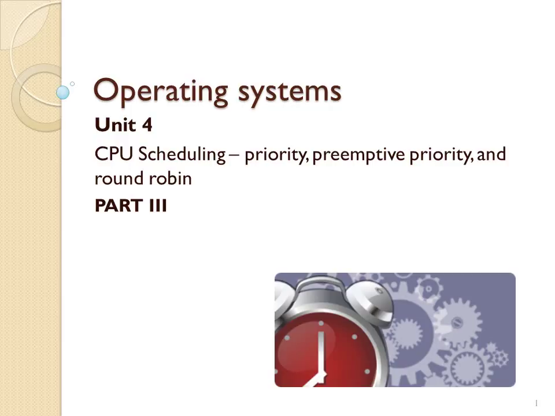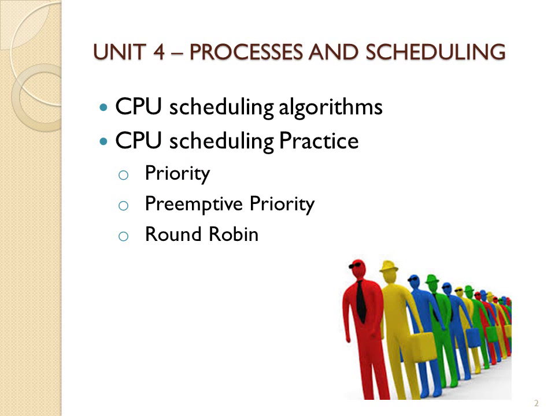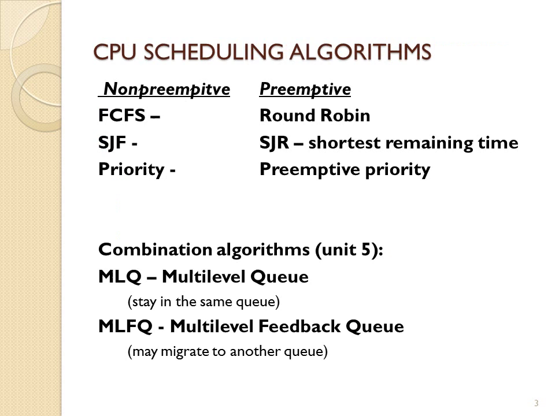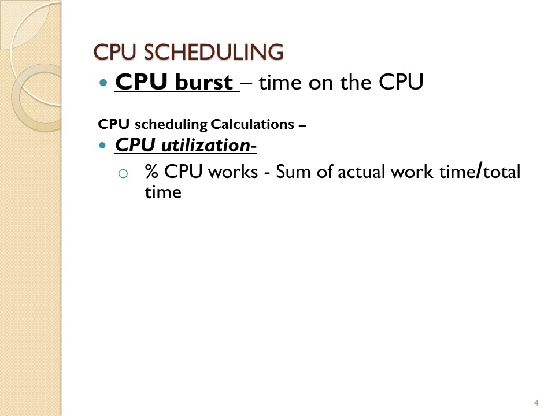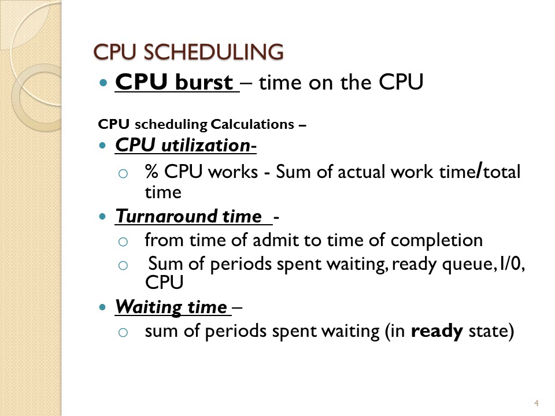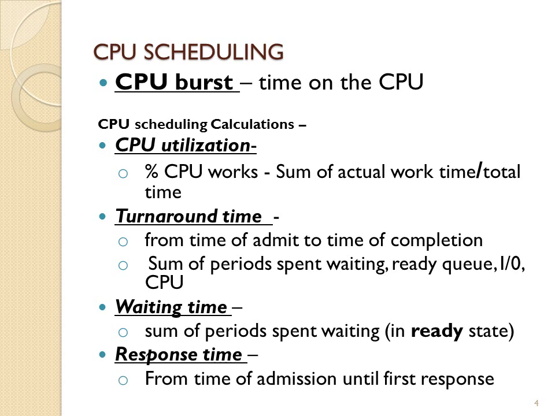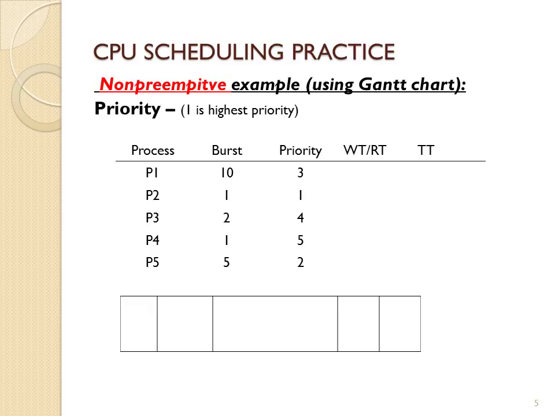Welcome to Unit 4, Part 3, some more CPU scheduling practice. We will be doing 3 algorithms in this CPU scheduling practice. We'll do priority, preemptive priority, and round robin. So just to remind you about the calculations, we will be calculating turnaround time, wait time, and response time per process, and then averages. So first we will start with a non-preemptive example called priority.